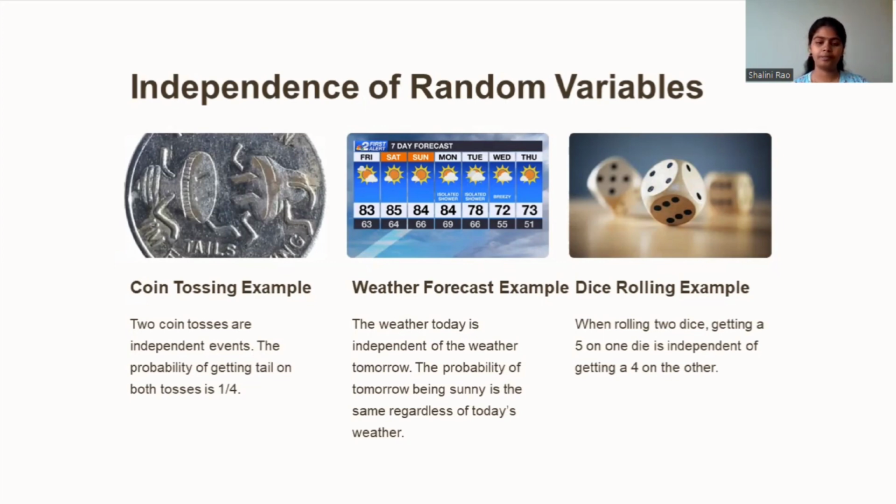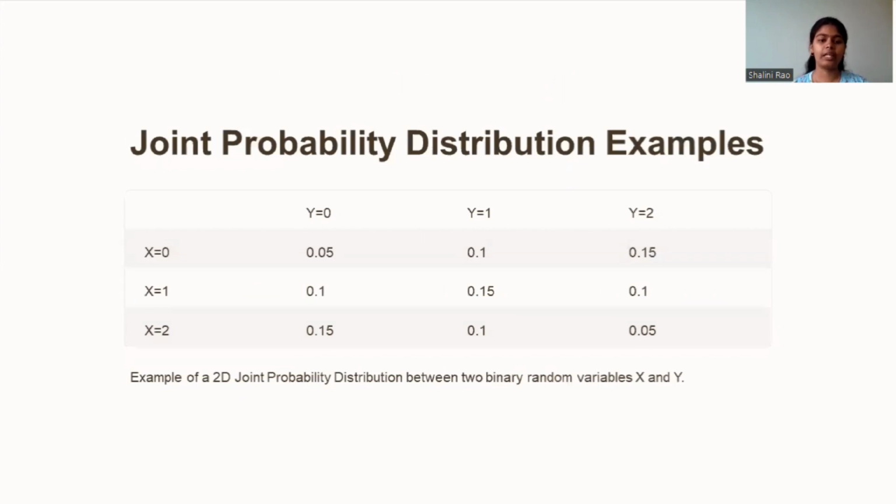Next, we have a table of joint probability distribution, which gives an example of a 2D joint probability distribution between two random variables X and Y. Here X goes from 0 to 2 and Y goes from 0 to 2, where P of 0, 0 is 0.05 and P of 0, 1 is 0.1, and it goes on.